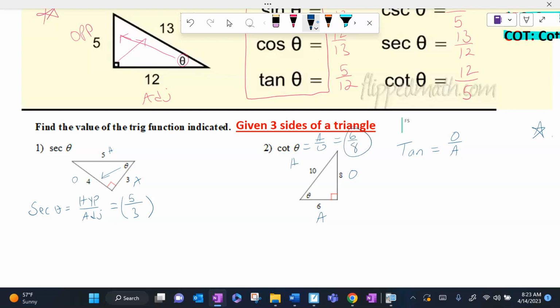Now, here's a little bit of a point of contention. Some teachers would ask that you simplify that fraction. For me, personally, I don't mind that you write just 6 over 8, but some would ask that you actually simplify that to 3/4. But for me, I'm totally cool with 6 over 8. So just throwing that out there.